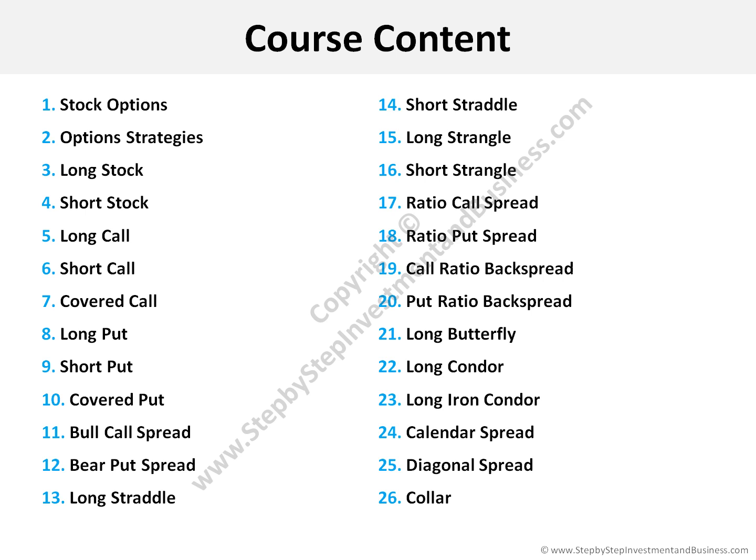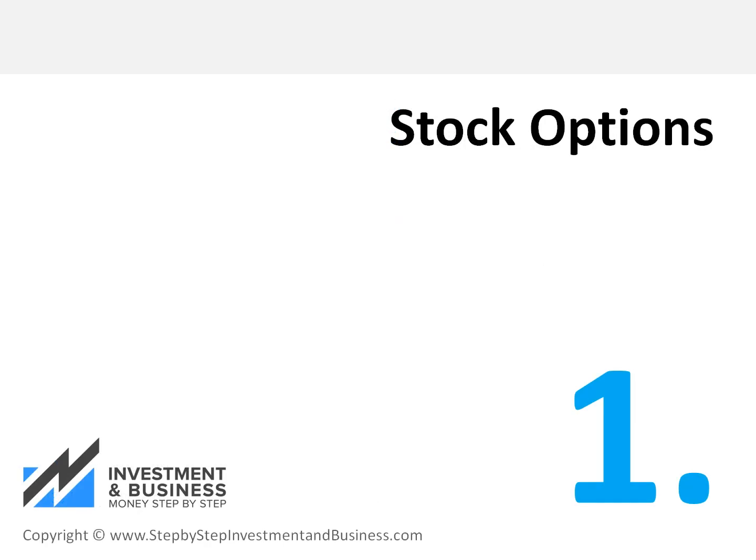Chapter 19, call ratio back spread. Chapter 20, put ratio back spread. Chapter 21, long butterfly. Chapter 22, long condor. Chapter 23, long iron condor. Chapter 24, calendar spread. Chapter 25, diagonal spread. And Chapter 26, collar. We begin with the first chapter of the course.